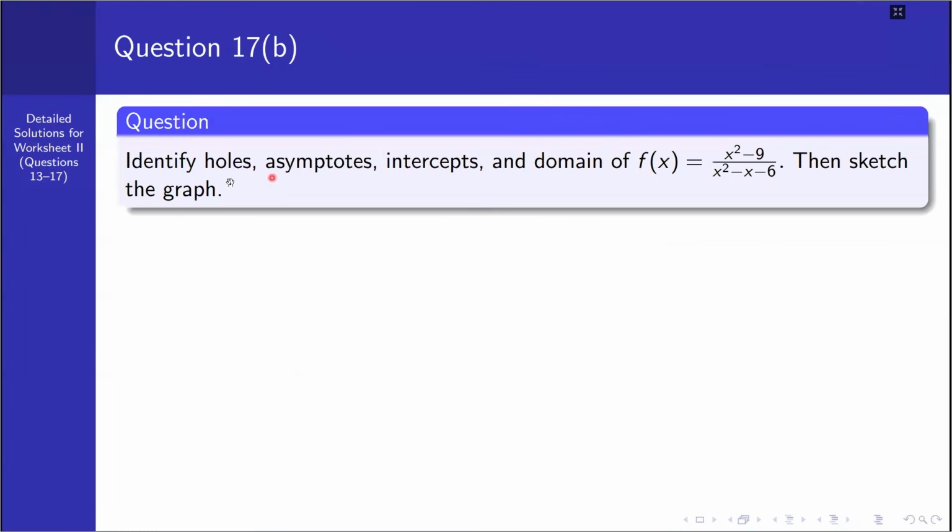Okay, next. Again, that is a similar question with a similar rational function.